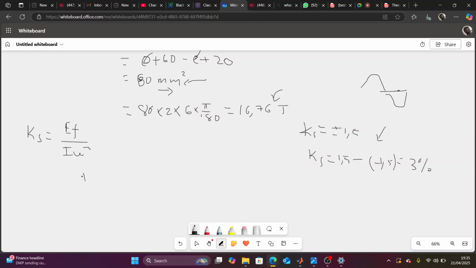So in this question, if we are asked to solve moment of inertia, what do we do here? We make I the subject of the formula, right? It is EF over Ks W squared. What is EF? Your energy is 16,76. What is Ks? Ks is the percentage, so you need to convert it. It's going to be 0,03.